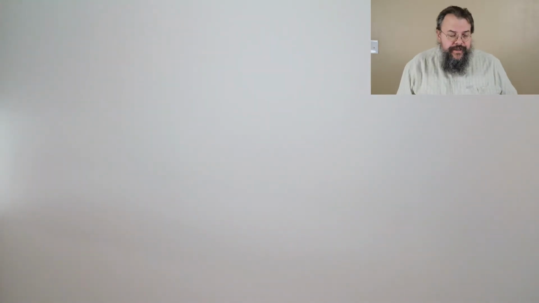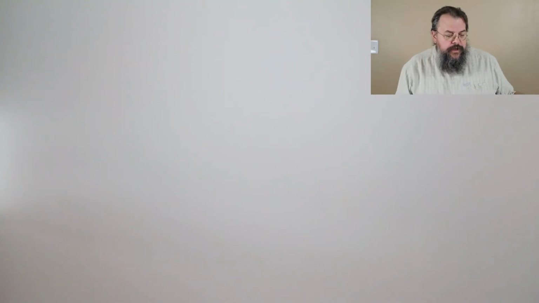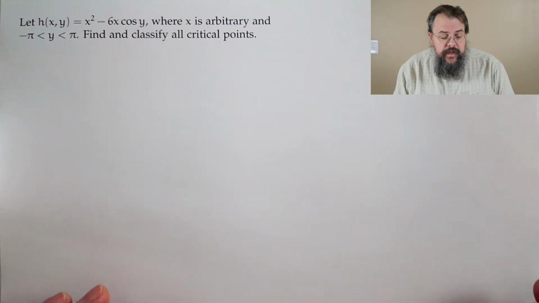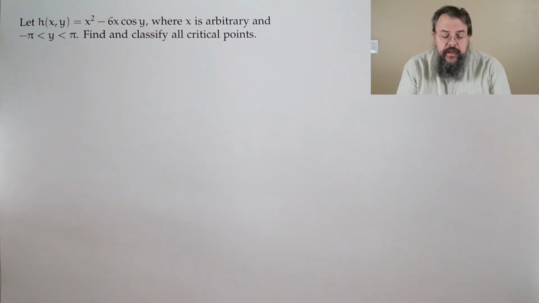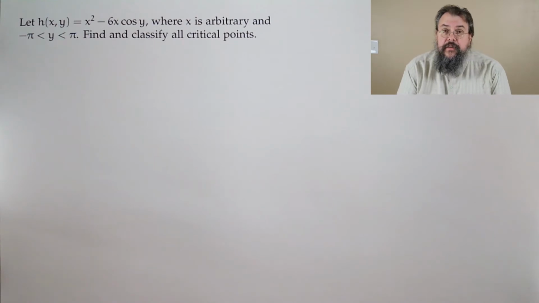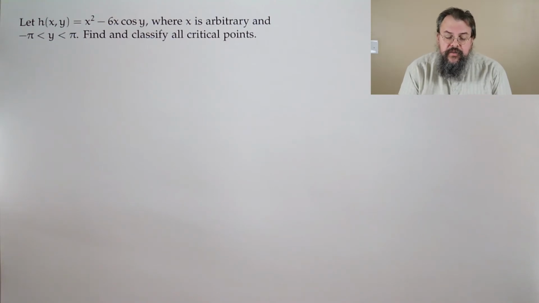Well, let's keep going. Do more problems. The more we do, the better we get. Let h of (x, y) equal x squared minus 6x cosine y. x is arbitrary, and y goes between negative pi and pi, strictly between. Find and classify all the critical points.